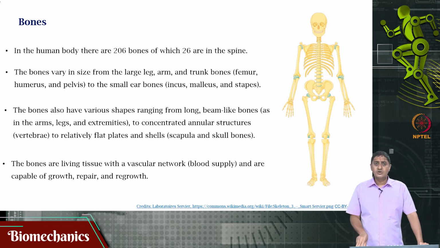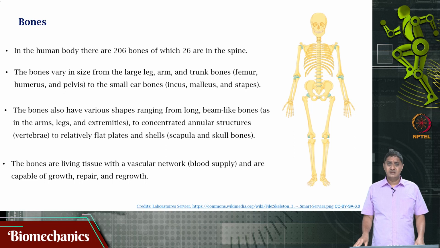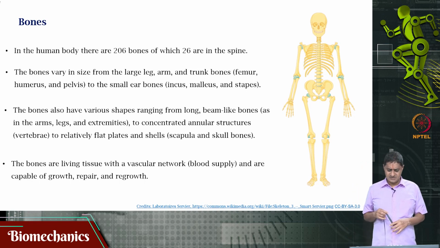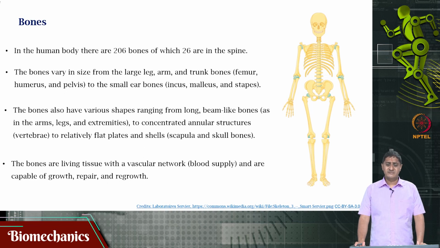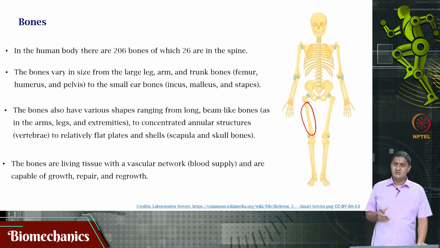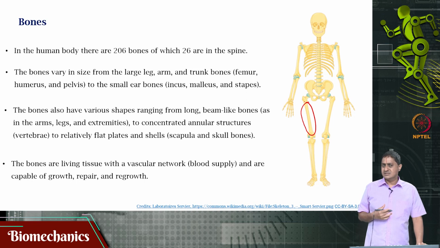There are 206 bones within the human body. Of these, 26 bones are present in the spine alone, and they are of different types. They come in various sizes and shapes. Some of these are long and hollow bones. For example, the femur, a long bone. This is a very long bone. Practically, it can be modeled as a cylinder, although not exactly. It's a long bone.